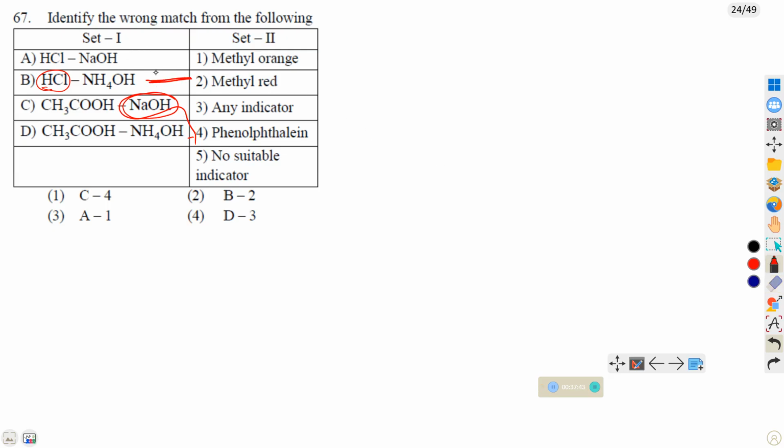HCl versus NaOH, you can use methyl orange. Both are strong acid and strong base. This is weak acid and weak base. For weak acid and weak base, what is given? Any indicator? No, there is no suitable indicator because both are weak.